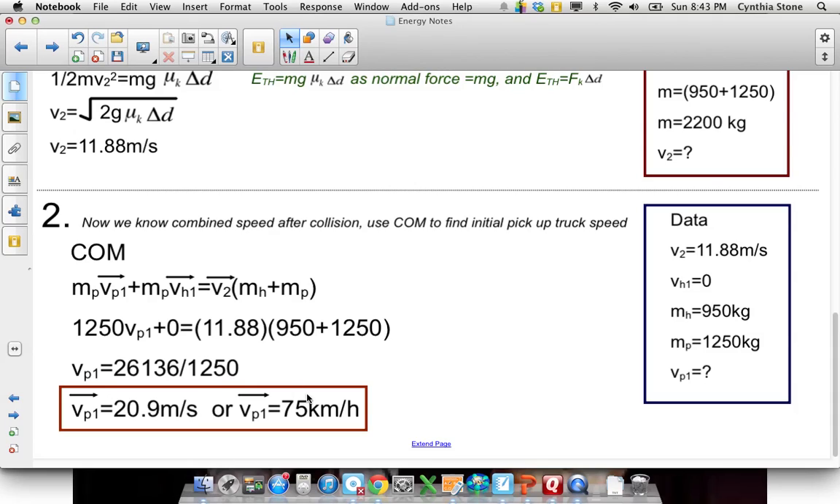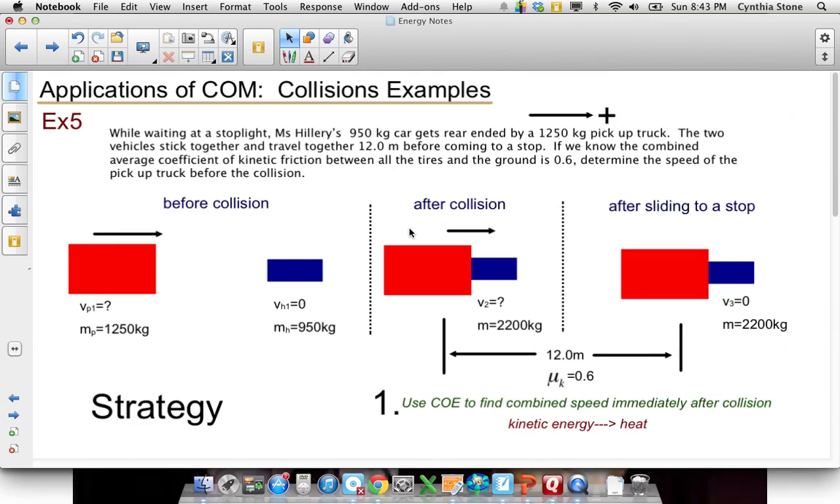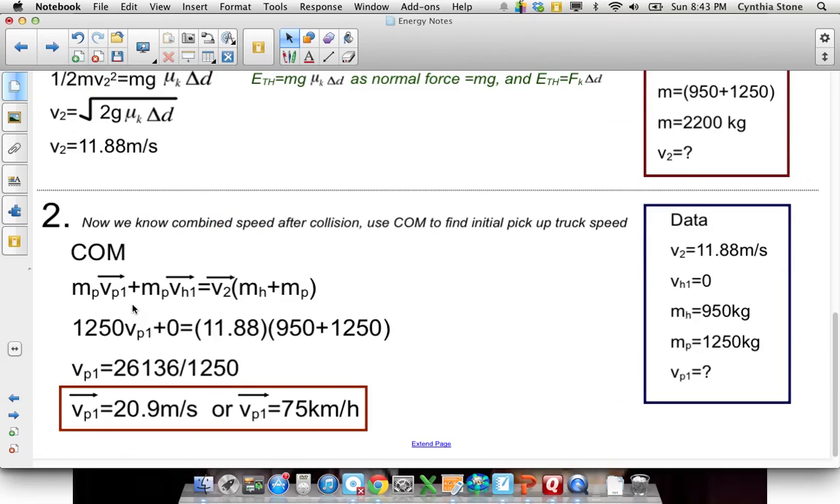So now we look at the second part and say, okay, now I'm looking at conservation of momentum. I'm going to jump here, so don't be angry. I know this speed now is 11.88. I know this, I just need to find this. Conservation of momentum using a totally inelastic collision. So I know my V2. I know she's going zero to start. I know their masses, and I want to find VP1.